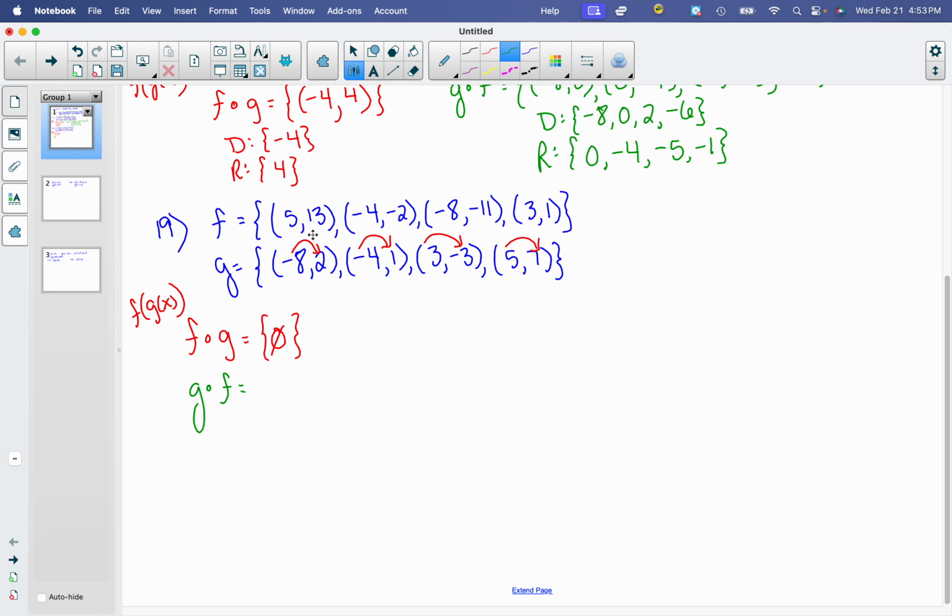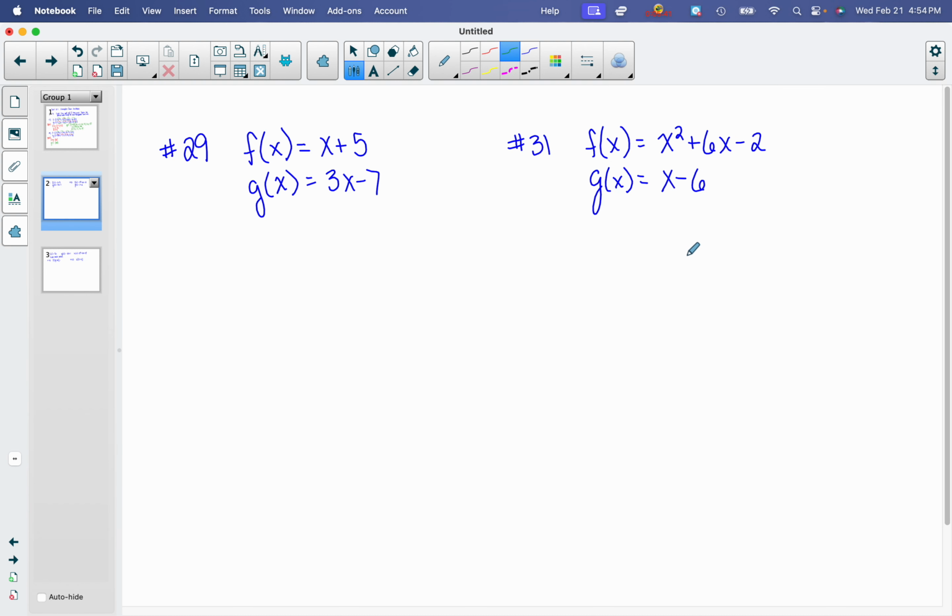So I'm going to start with f. 5 goes to 13, but there's no 13. Negative 4 goes to negative 2, so I'm looking at the x values. There's no negative 2. Negative 8 goes to negative 11, but there's no negative 11. 3 goes to 1, but there's no 1. So we, once again, have the empty set.